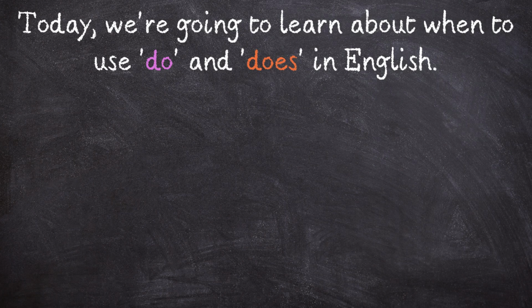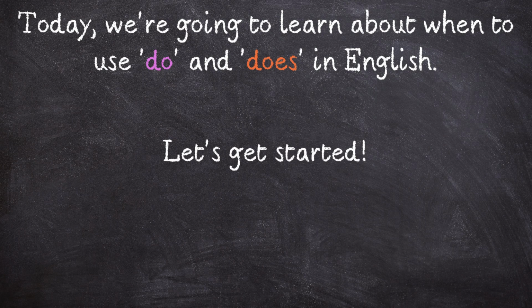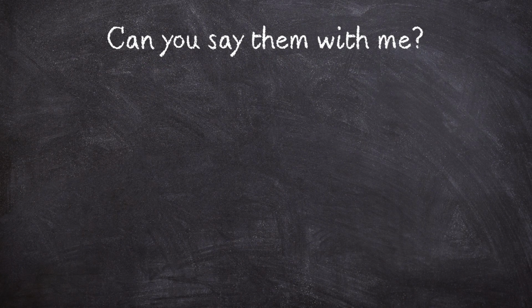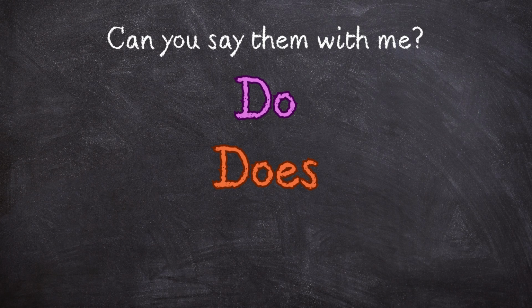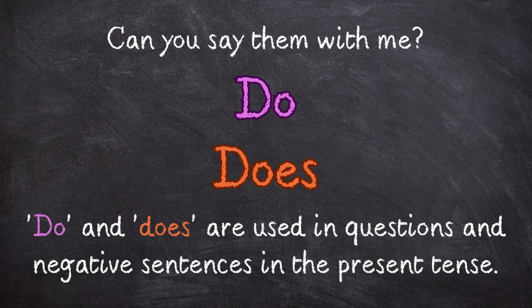Today, we're going to learn about when to use do and does in English. Let's get started. Woo! Can you say them with me? Do. Does. Do and does are used in questions and negative sentences in the present tense.